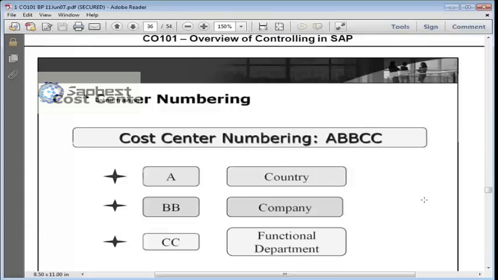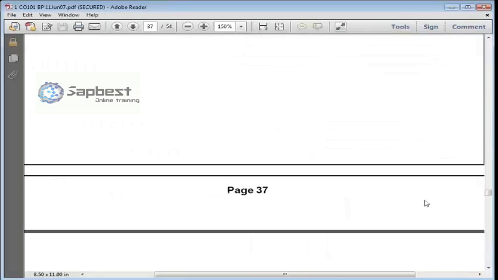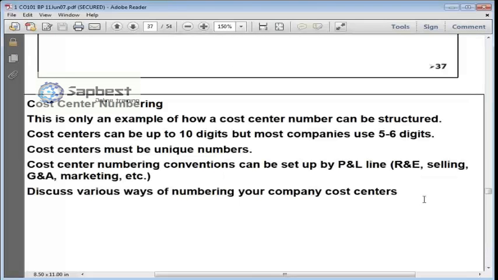Cost center numbering is up to you to determine. You can have 6-digit, 4-digit, 3-digit, kind of n-digit numbers. A cost center number can be up to 10 digits, and a cost center must have a unique number.